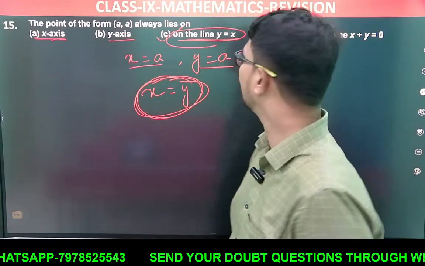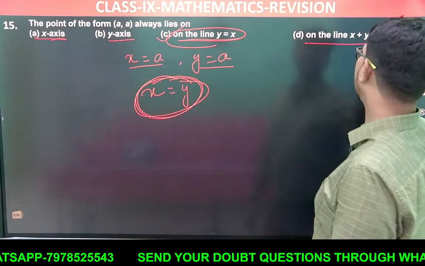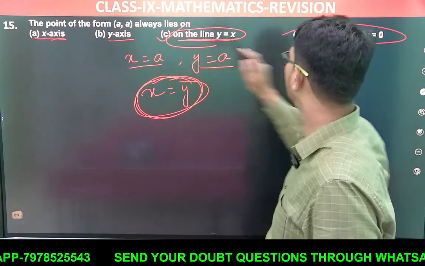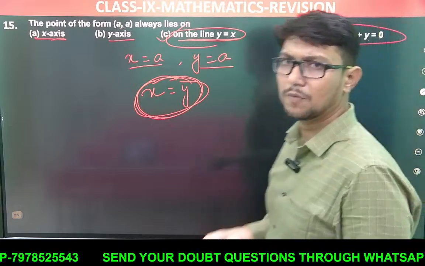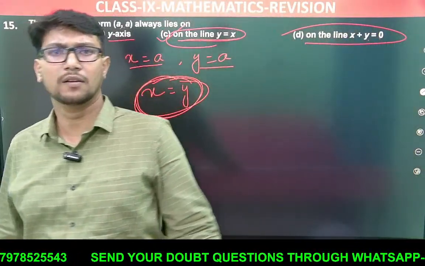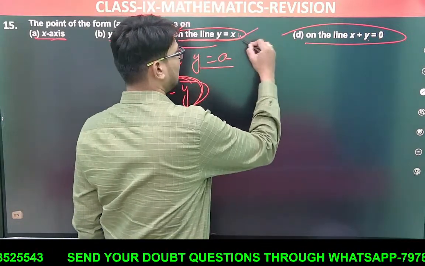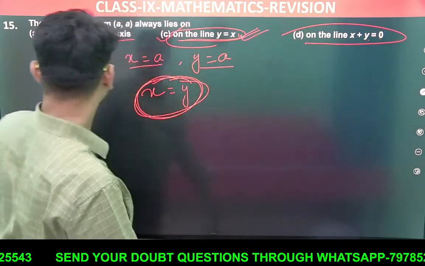I hope everybody understood. On the line x plus y equals 0, no. If a plus a, do you think a plus a is 0? Never. So the correct answer is C.